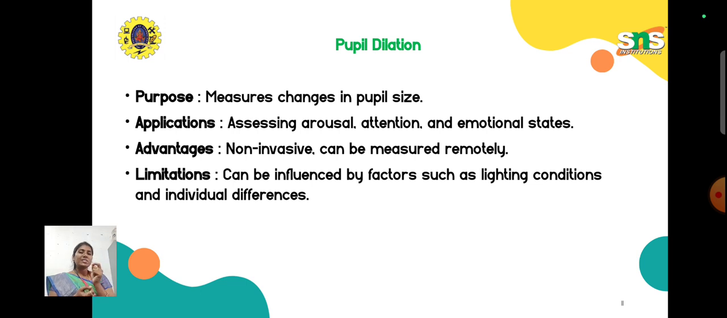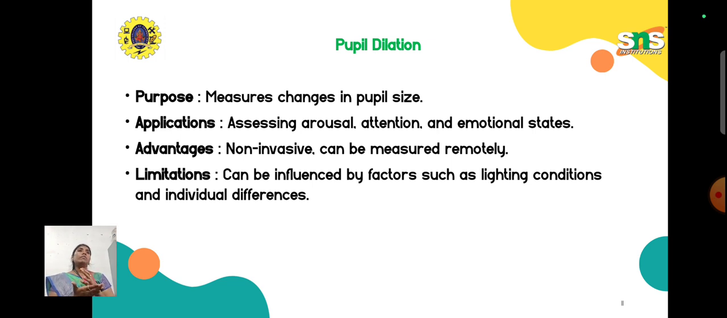I'm giving a simple example: if you want to see anything very clearly and attentively, we will make our eye dilate as much as possible, so that the maximum amount of light rays get into the eye and fall on the retina, so that we have a very good perception of what we are seeing. So that is the reason: when we are very conscious about something, when we want to do something with 100% attention, we will have that kind of change in our pupil.